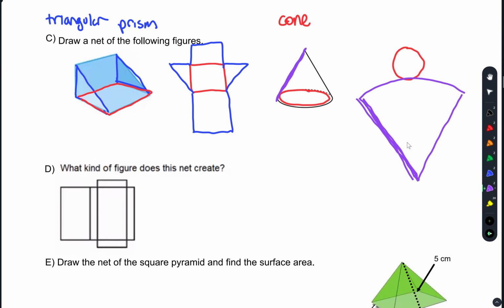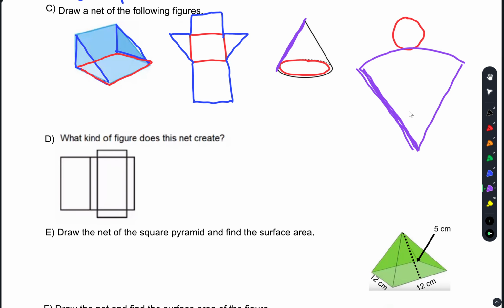Let's do another net. In letter D, now we're starting with the net. We got to figure out what shape this is. So I'm looking at number 1, how many bases do I see? And number 2, what shape are those bases? What do we think about letter D? Yeah, Caitlin. It is a rectangular prism.